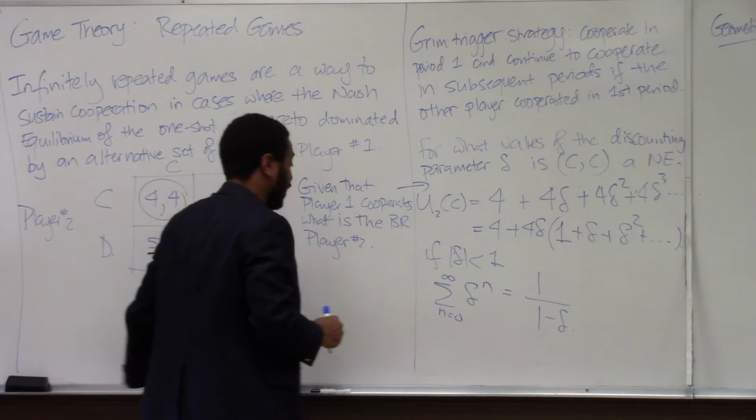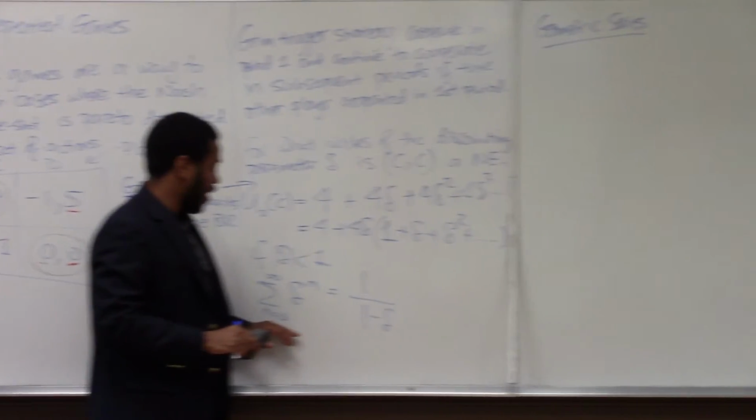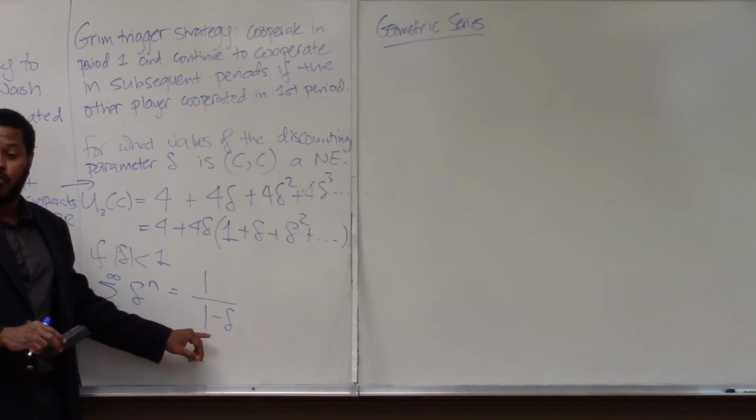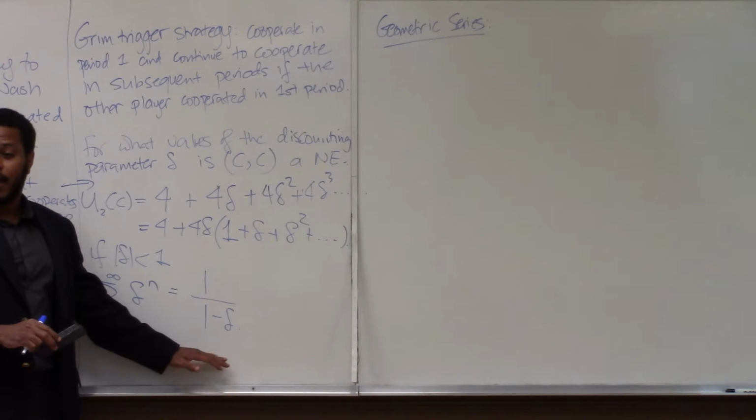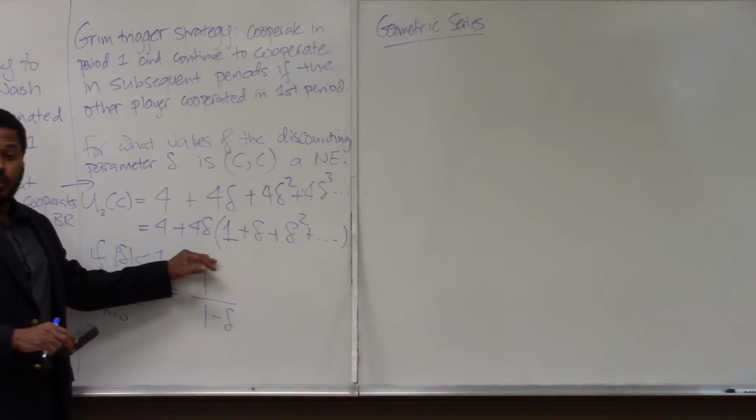Now, what I claimed is that the sum of this geometric series is going to be 1 over 1 minus delta. Okay, let's just take that as given for now, and I'm going to compute the two different utilities.